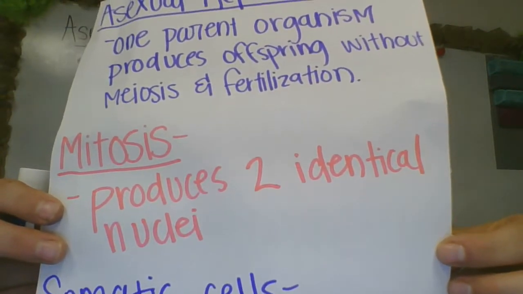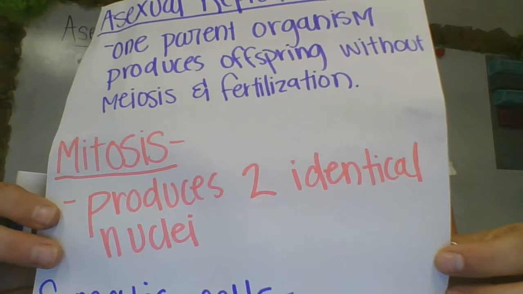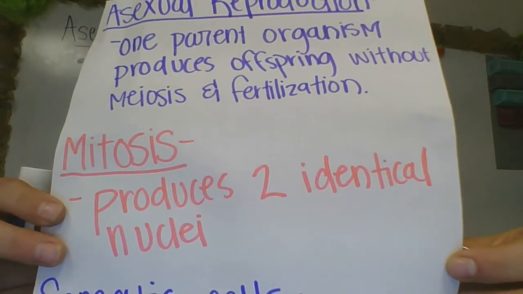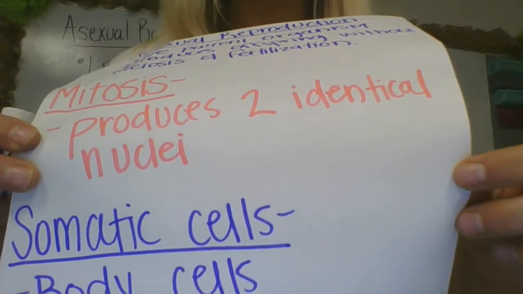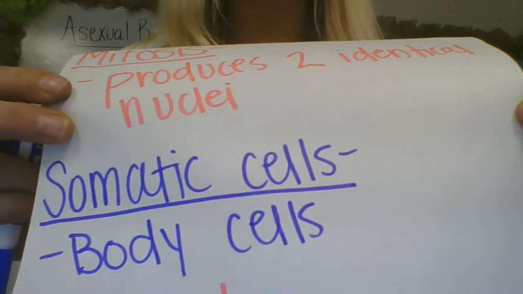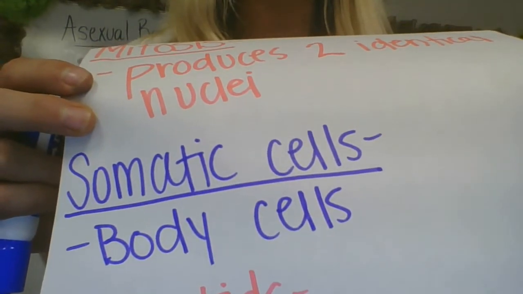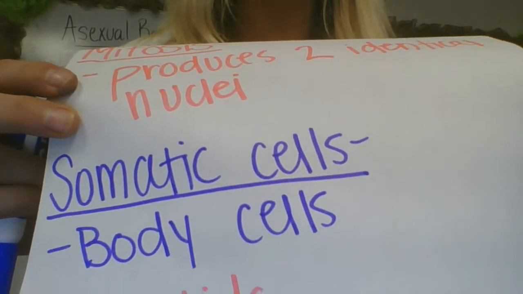Mitosis is the process of asexual reproduction. It's producing two identical nuclei, so two identical cells at the end. We'll see that in just a second. All right, somatic cells are your body cells. These could be hair cells, skin cells, etc.